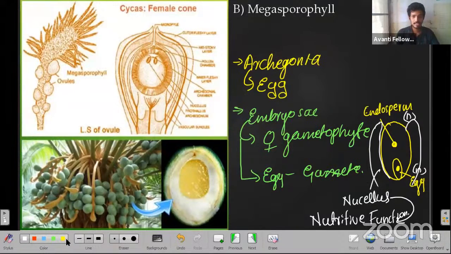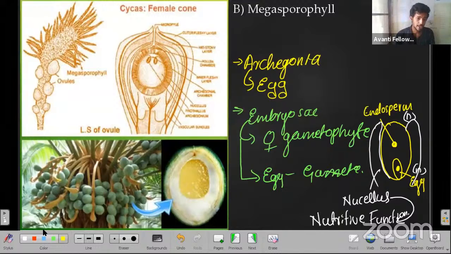So we will see that the nucellus will be present, and we call these the integuments. What is the meaning of integument? Integument means covering. This particular one is not an egg. Here is the egg, in the embryo sac, which also contains the endosperm. The outer nucellus is nutritive in function, and the endosperm is non-nutritive.